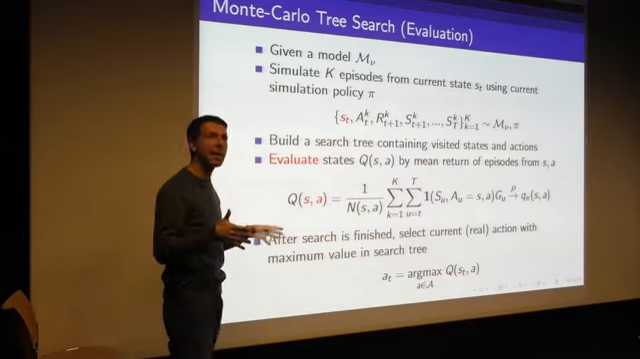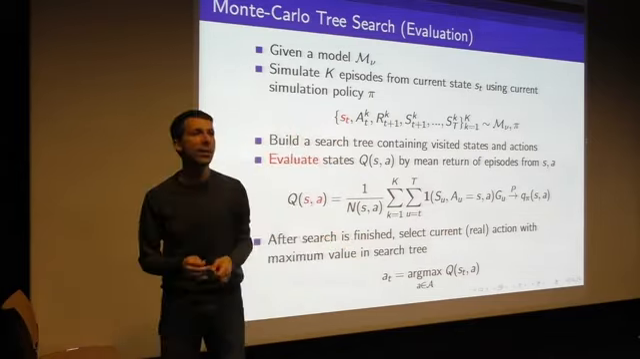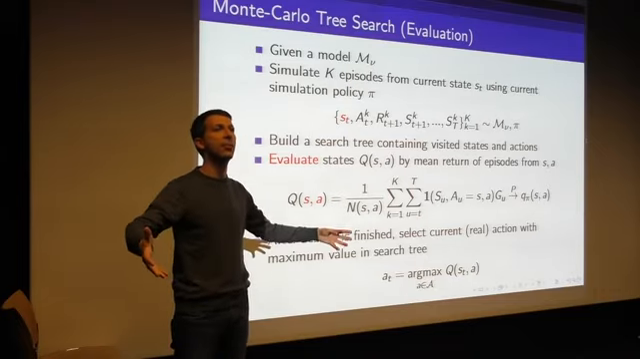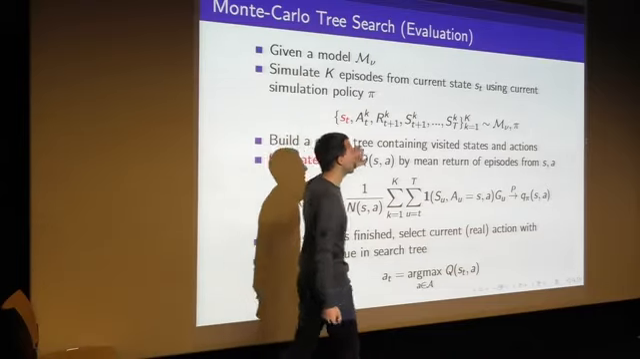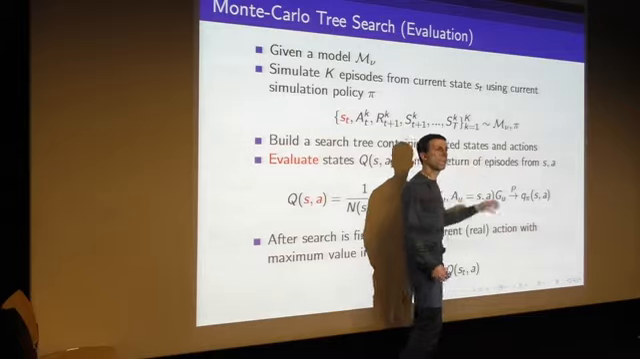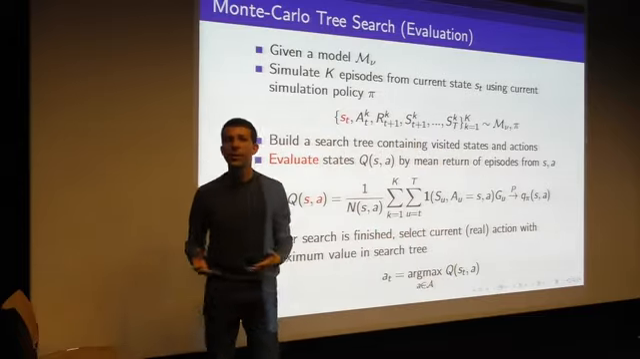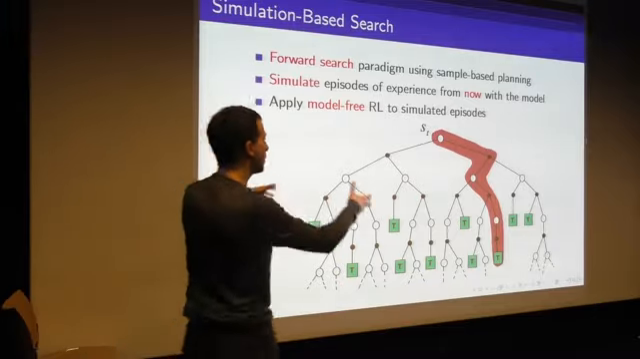And instead of just evaluating the root actions of going left and going right, we're going to evaluate every state-action pair that we visit. So we're going to start to build a search tree that contains all of the states that we visited so far and all of the actions that we've tried from those states so far. So we're going to build a search tree up.